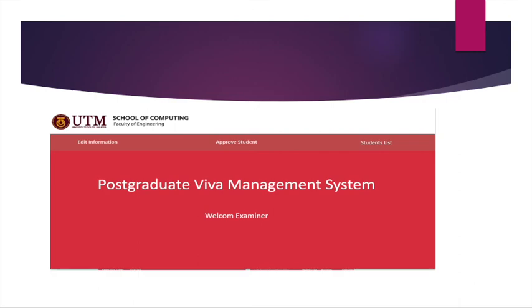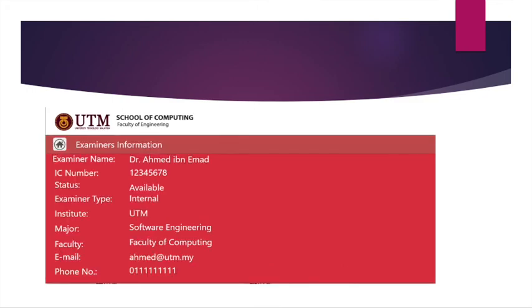And this is the home page for the examiner. If the user logged in as an examiner, he will have a list of functionalities to do. When he registers, he needs to fill in the information, and he can also edit it. For example, the name, IC number, status, examiner type, institute, major, faculty, email, and phone number.